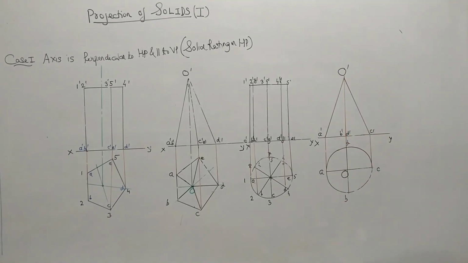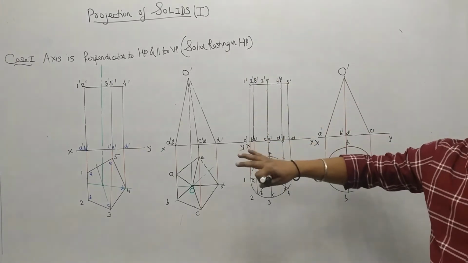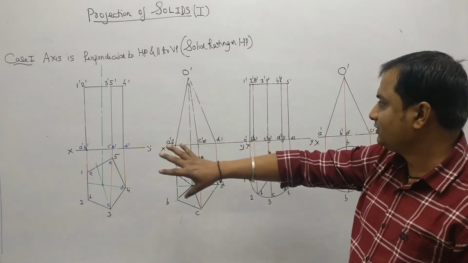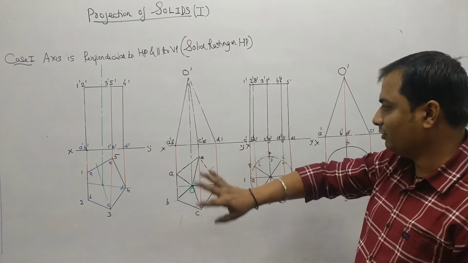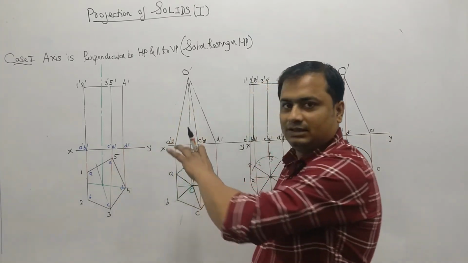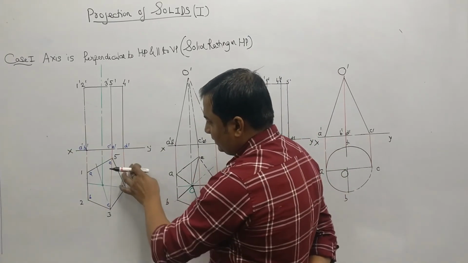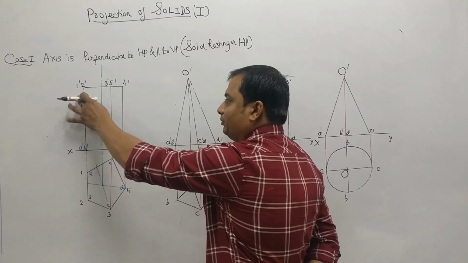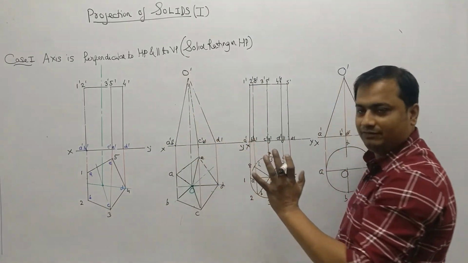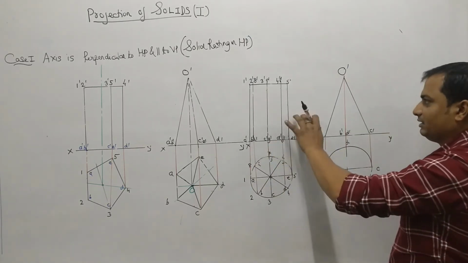If I just draw in a rough manner, this is the first case, solids resting on HP. One more thing that is very important here, that is common in all four projections: you have observed whether I have drawn the top view first or the front view first. In this first prism case, I have first drawn this pentagon, then I have plotted the front view. In the second, first the pentagon, then I have plotted the triangle, that is the front view. Similarly for the cone and cylinder, first I have drawn the top view, then I have plotted the front view.